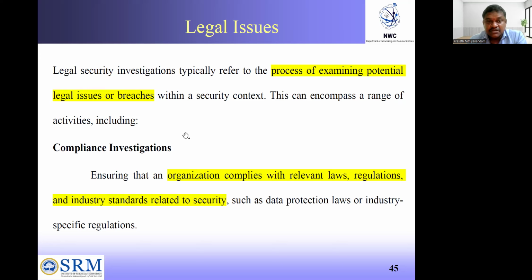As a real world example, a financial institution may undergo a compliance investigation to verify it is following anti-money laundering laws and protecting customer data as required by the law.